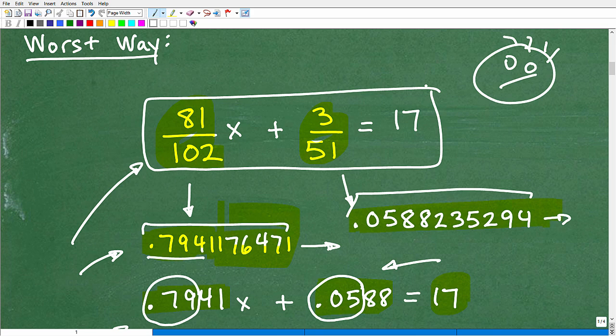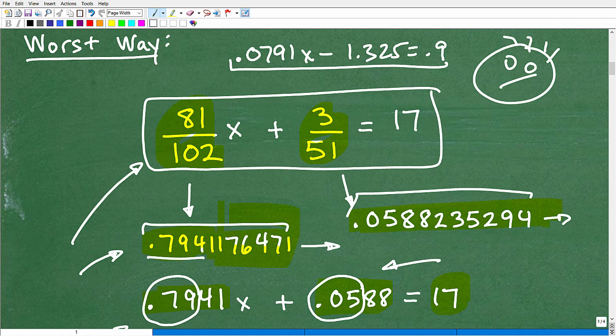There are times where you're going to have to work with decimals for sure, because you have equations in algebra like 0.791x minus 1.325 equals 0.9. That's fine. You're already working with decimals. But when you have an equation that is in fractions, work with the fractions unless you're told otherwise.